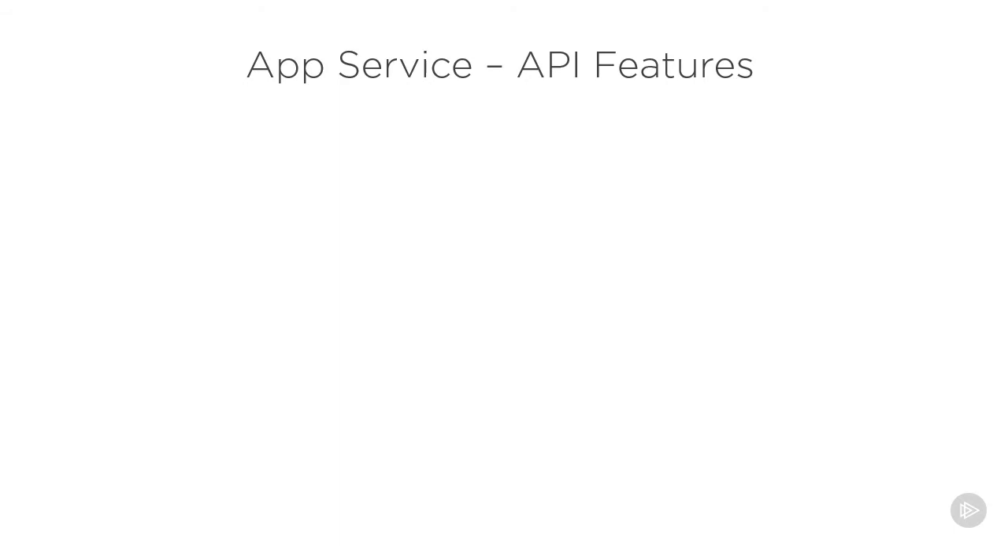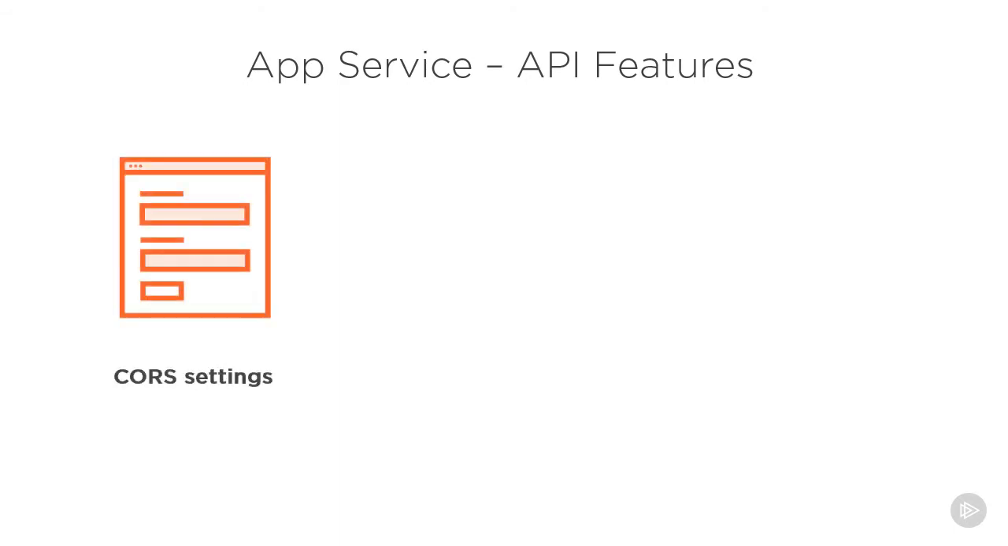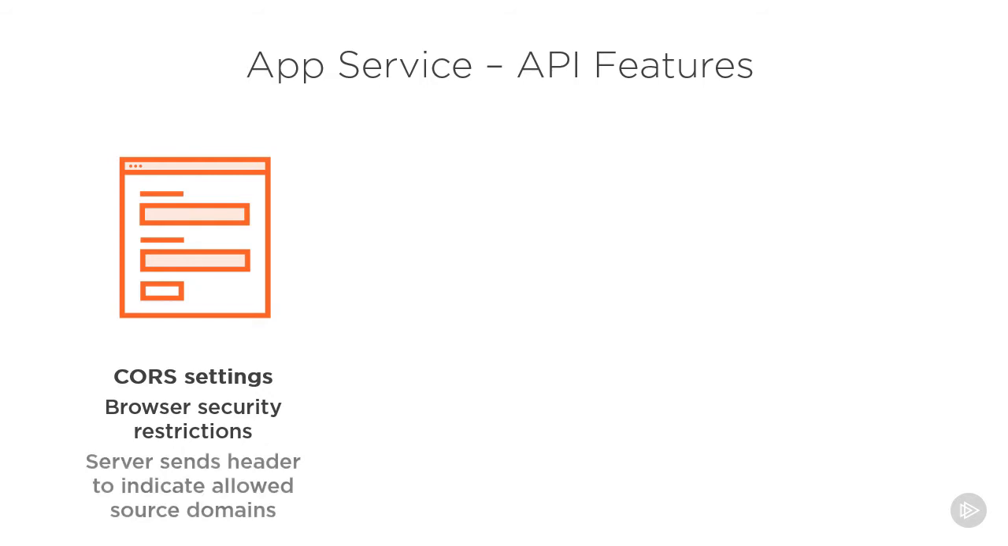There are some specific features of an app service that apply to hosting REST APIs. Anytime you're consuming an API from a browser, you have to consider cross-origin resource sharing. Security restrictions in web browsers prevent them from making requests to servers in a different domain than the one the web page is in. It's also known as same origin policy. Cross-origin resource sharing is a W3C standard that lets servers send a header response to the browser that indicates what domains the server will allow requests from. You can configure that list of allowed origin domains from within the app service.